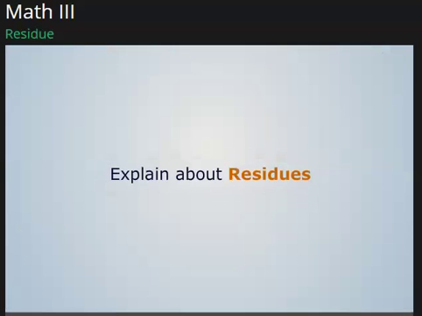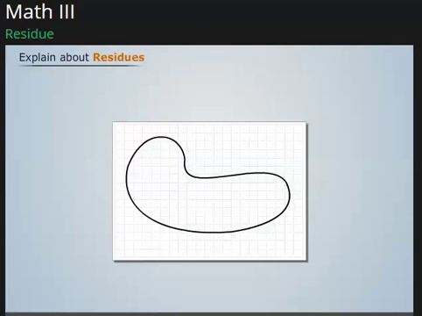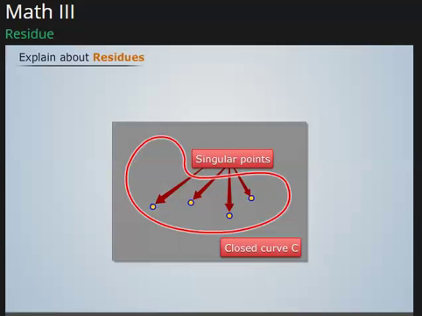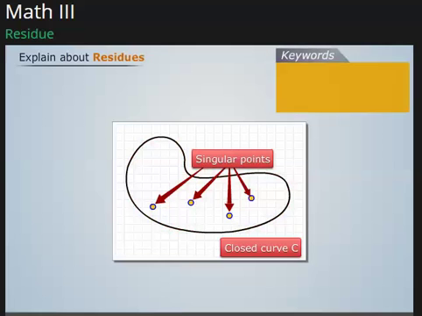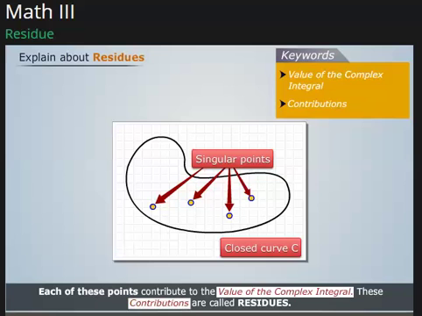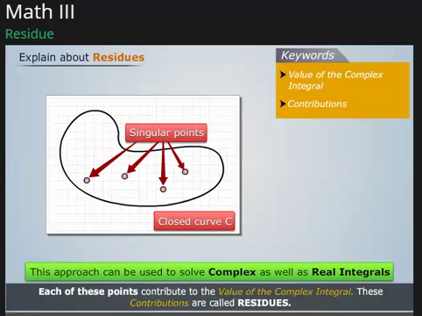Explain about residues. Suppose a function has one or more singular points inside the simple closed contour C. Each of these points contributes to the value of the complex integral. These contributions are called residues. This approach can be used to solve complex as well as real integrals.